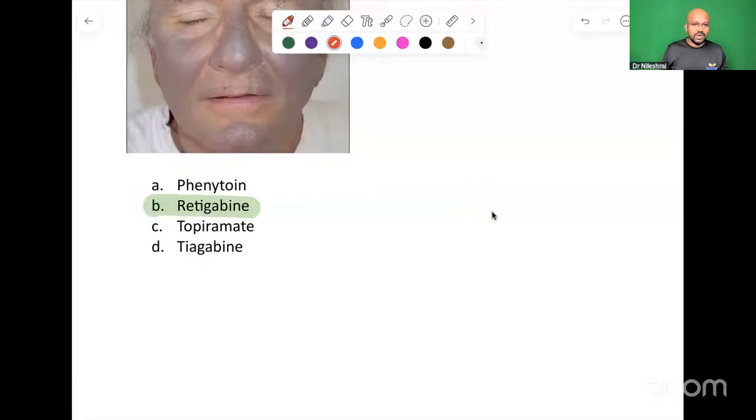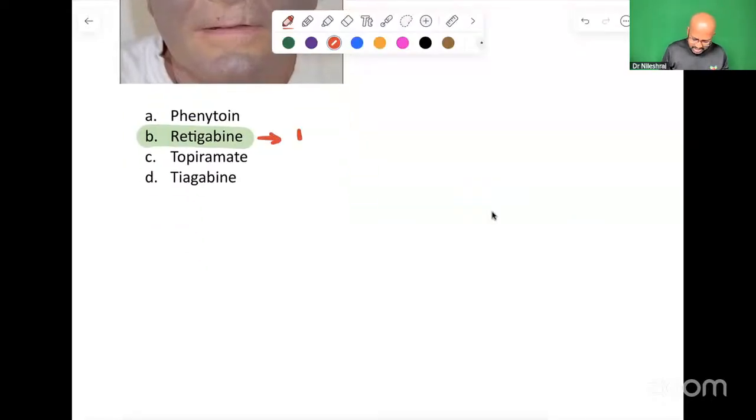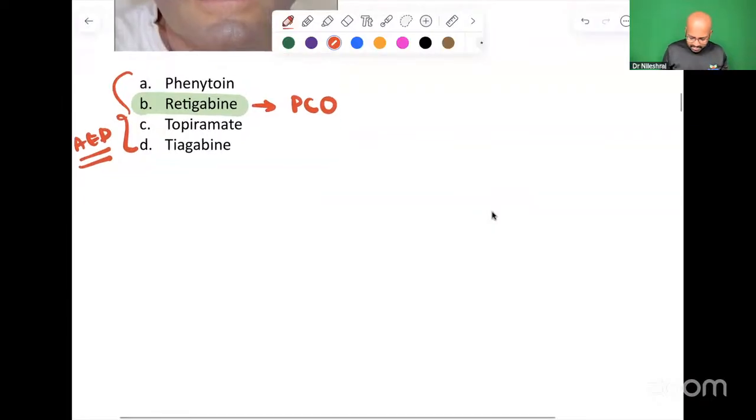Yes, amiodarone was the option we were thinking about. But here we'll be talking about retigabine. Retigabine is a potassium channel opener drug. As you can see, all of these four are anti-epileptic drugs. So one anti-epileptic drug is going to be inducing blue man syndrome or blue discoloration of skin. How is it going to be produced?